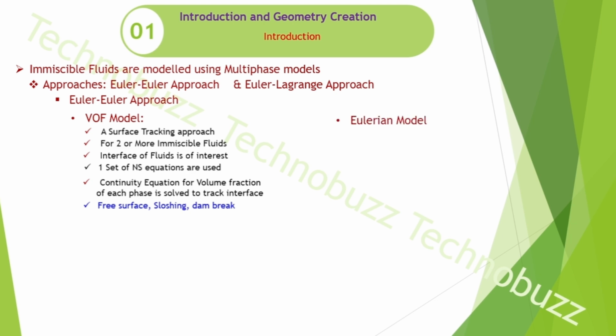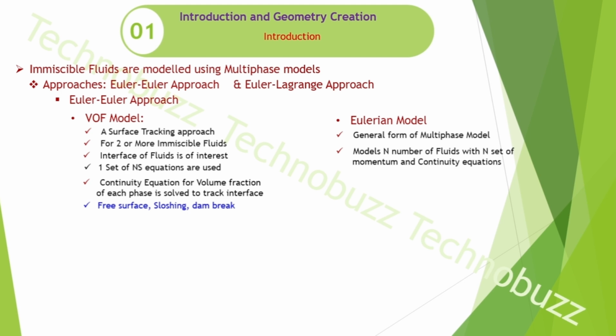Second model is the Eulerian model. This is the most generalized form of multiphase modeling. In this model, each phase is modeled using one set of continuity and momentum equations. So, for n fluids, n sets of Navier-Stokes equations are used.